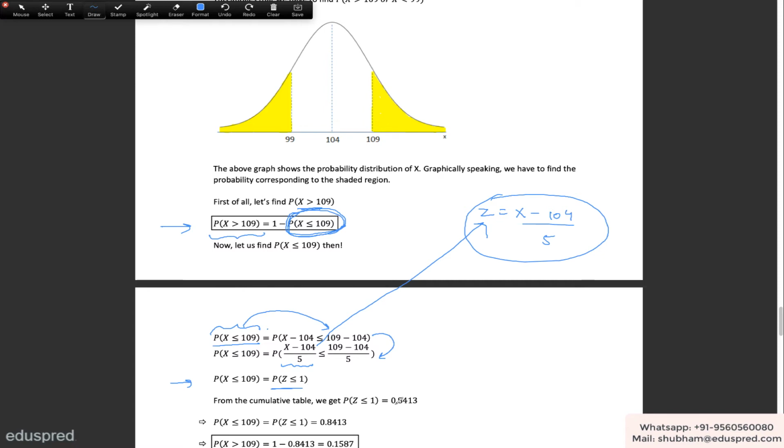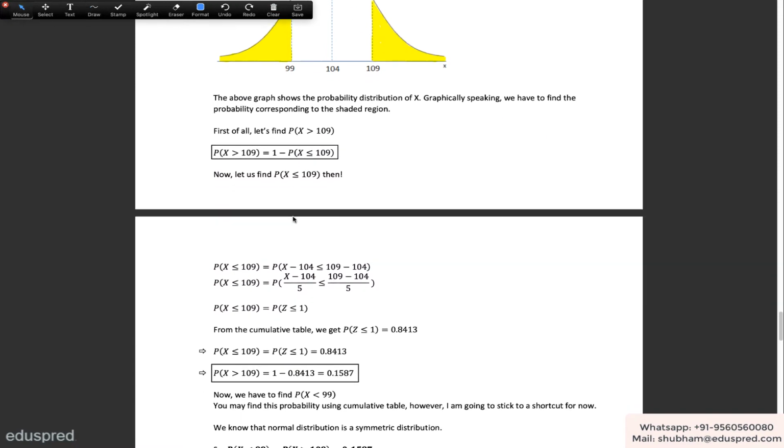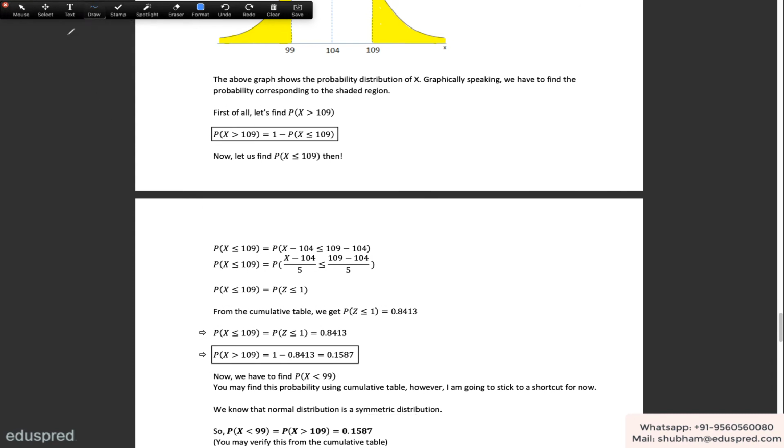And then we can find this probability from the cumulative table. If you take a look at the z tables, you will be able to find that the probability that z is less than or equal to 1 is equal to 0.8413.